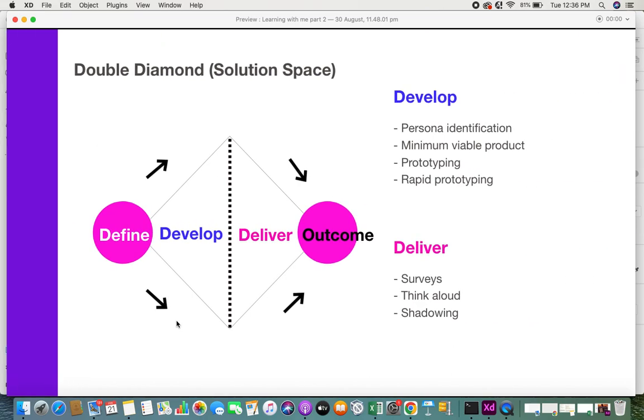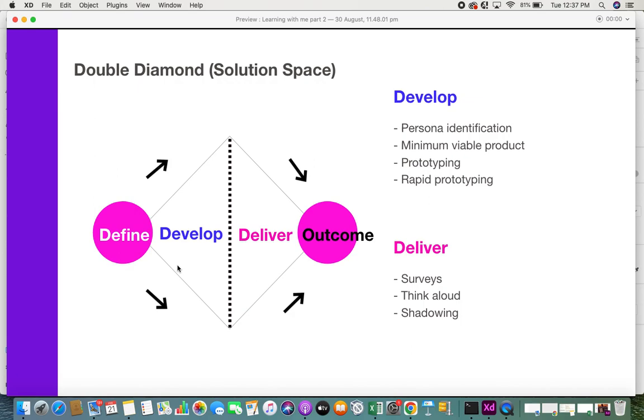Moving on to the second space, which is the solution space. Now you have a definition of what the problem is and what needs to be solved. The next stage in this solution space is developing a solution. Again, this is a diverging phase because you don't just stick to one particular method. There are different possible methods that are explored as to how to develop that solution.